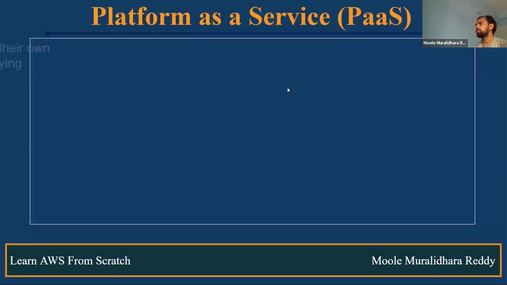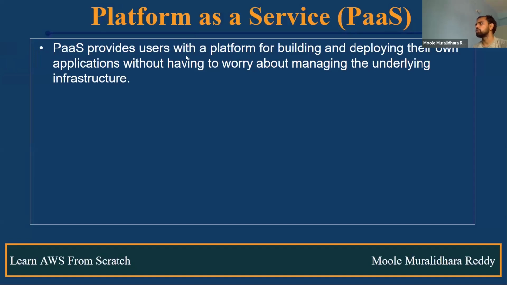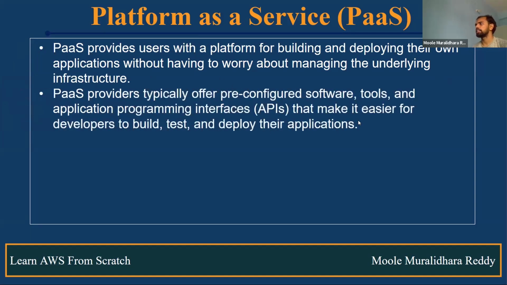And coming to platform as a service, users get a platform for building and deploying their own application without having to worry about managing the underlying infrastructure. We don't want to worry about that infrastructure. We just need to build and deploy the application, and we need to manage that. Understand that? This is what we call PaaS, platform as a service. It typically offers preconfigured software tools and application APIs, which makes it easier for developers to build, test and deploy their applications.